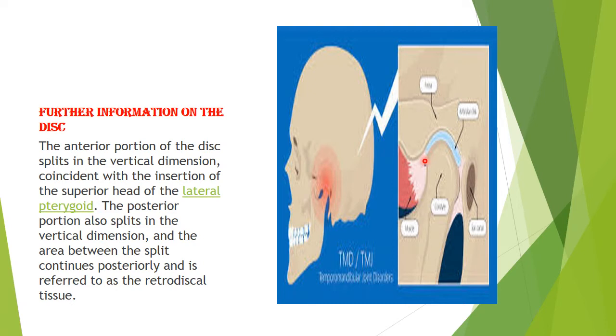Again, I'm going to clarify this point. This is the anterior part of the articulating disc, which is attached to the lateral pterygoid muscle, or the superior head of the lateral pterygoid muscle. The posterior part is attached to the retrodiscal tissue. This is the posterior attachment of the articulating disc.